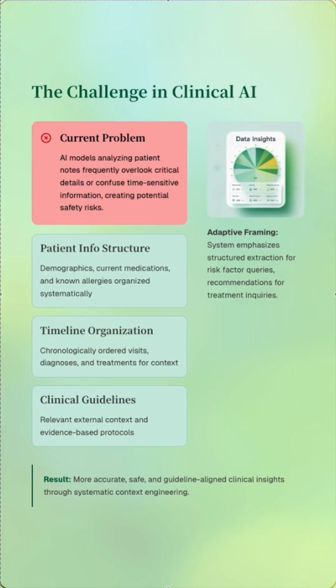Let's imagine we're building an AI system that helps doctors and coders process clinical notes. The problem we resolve is that a model analyzing patient notes sometimes overlooks important details or mixes up time-sensitive information. How do we design the context so the AI is safe, accurate, and actually useful? We'll walk through it step by step.